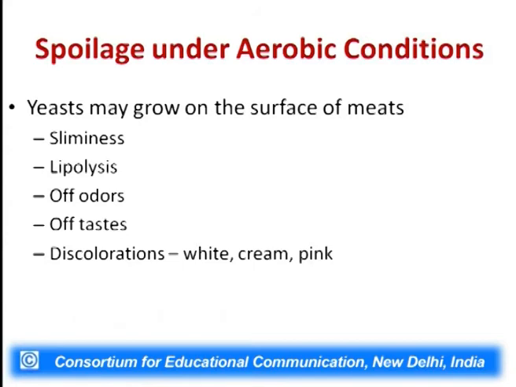Discolorations are also produced by the yeasts, and these discolorations depend on the type of yeast which is growing and whether that yeast is producing some pigment or not. So, if a pink pigment is produced, then that will be a pink discoloration. Yeast may also cause white discolorations or cream discolorations while growing on the surface of the meat.